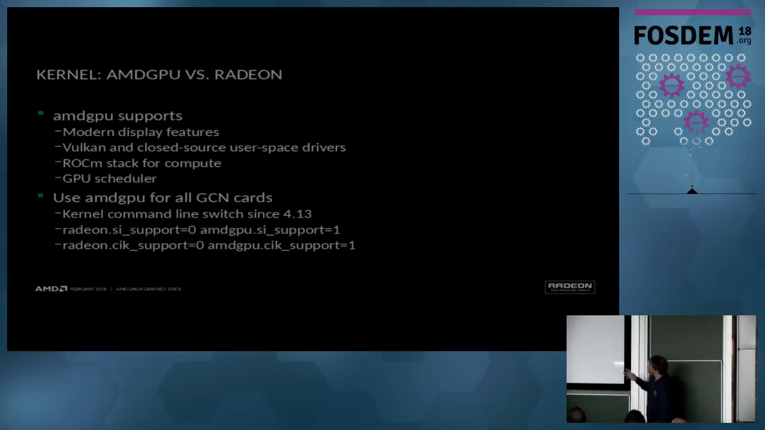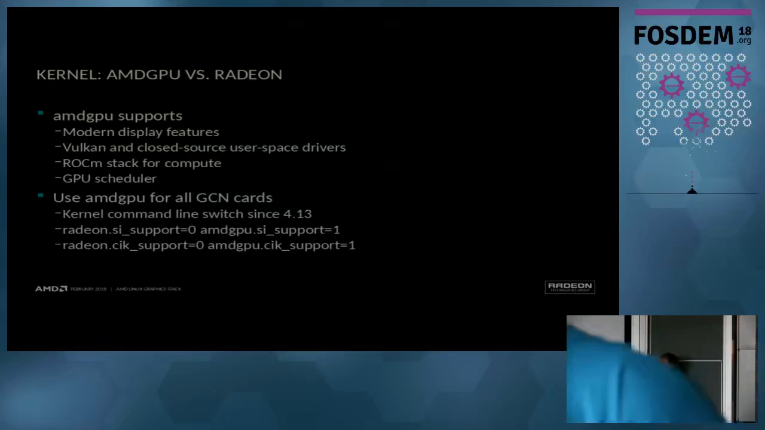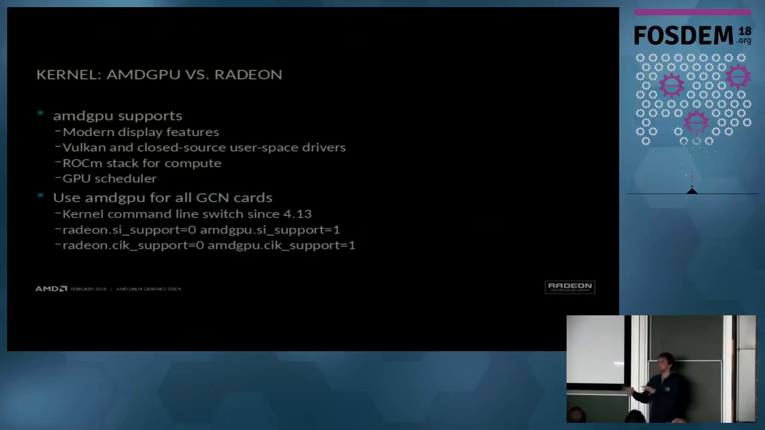Right, so AMD GPU just supports some more modern features. All the Vulkan drivers only work with AMD GPU because of certain features that are lacking in the older kernel module. It also supports our compute stacks. It has a GPU scheduler. So the idea is really that going forward, you should use AMD GPU for all the modern cards, which is not the case today by default, just because we don't want to.